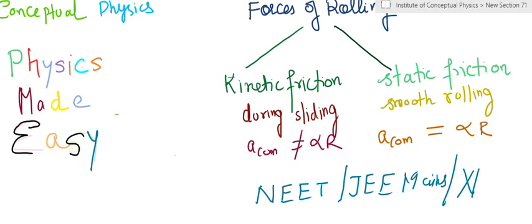So you can see the conditions for kinetic friction: during this phase, the linear acceleration is not equal to the product of alpha into r. This is only true when you have smooth rolling and linear acceleration becomes equal to the product of alpha and radius of the body. Generally, we write radius because we're dealing with cylinders, spheres, disks, and rounded shapes. So remember this concept, which friction appears during which part of the motion.